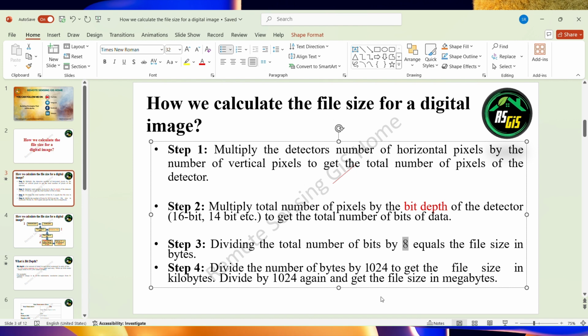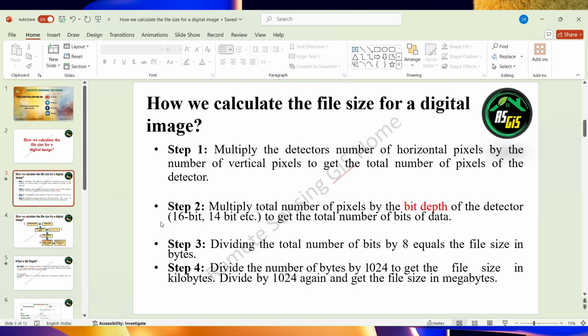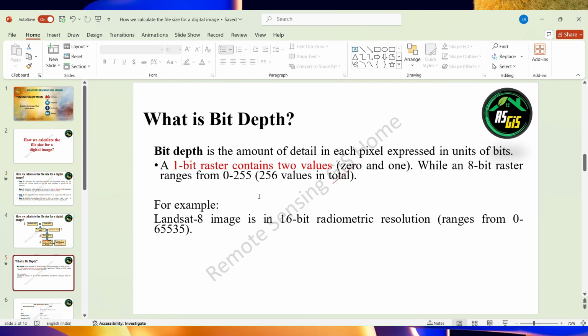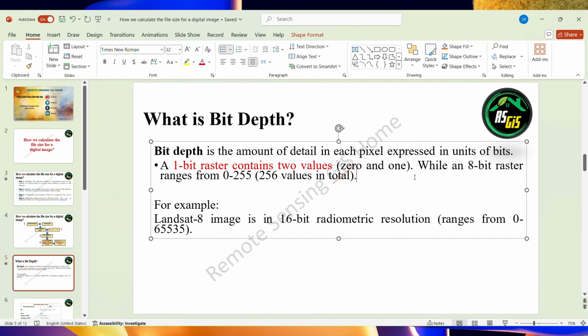I can explain why it is 8. Before that, here we have one term, bit depth. What is bit depth? Bit depth is the number of details an image can carry, or the amount of detail present in each pixel. A 1-bit image contains only two values, 0 and 1, whereas an 8-bit image carries a total of 256 values, in the range 0 to 255. This is known as the bit depth.